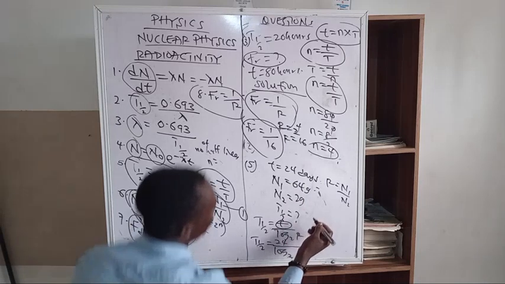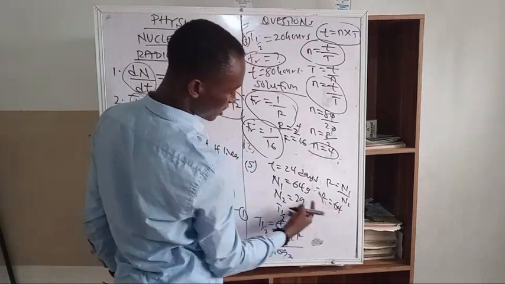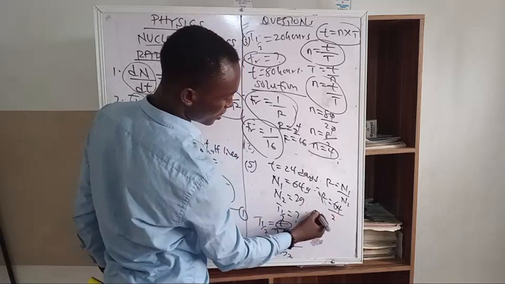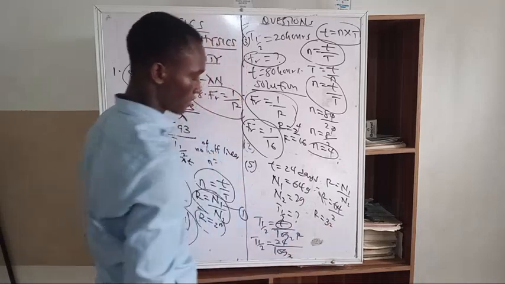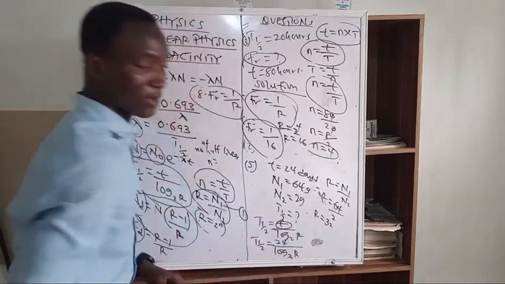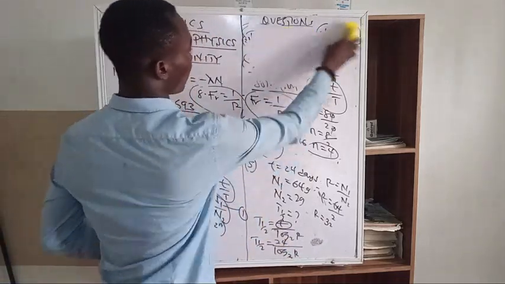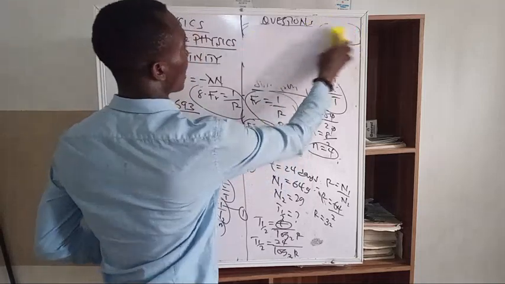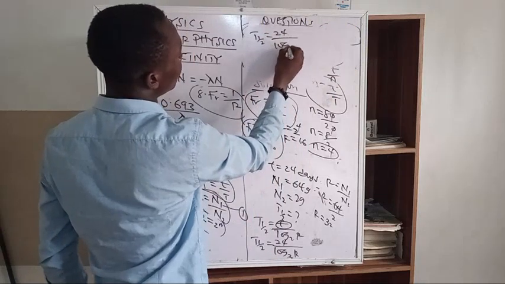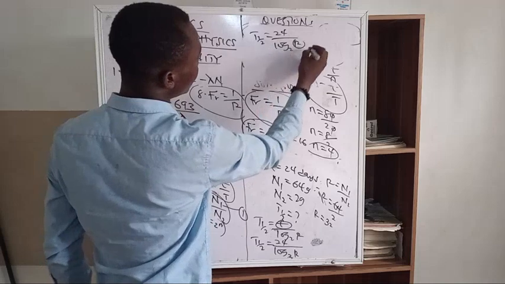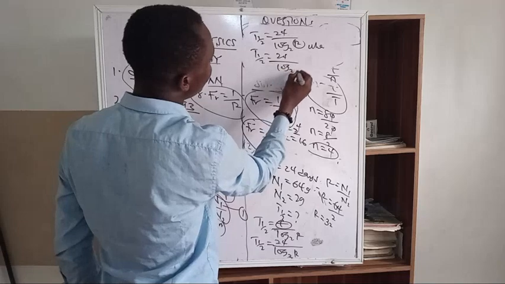Your R, you can find the value of R using R is equal to N1/N2. What is N1? N1 is 64. Then what is N2? N2 is given to be 2. So R is equal to 64 divided by 2, which gives you 32. So you have log base 2 R here. So we can write the equation: T1/2 is equal to 24 over log base 2R, where R is 32 already. So you have T1/2 is equal to 24 over log base 2 of 32.